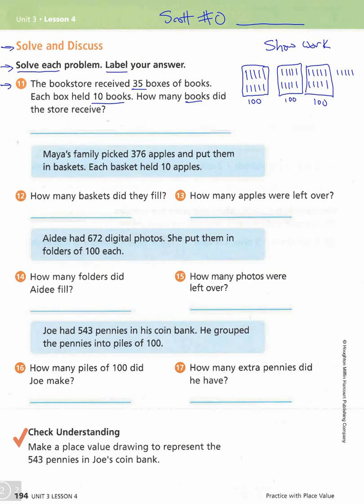And then this over here, 1, 2, 3, 4, 5. 5 tens is really 50, right? 5 tens: 10, 20, 30, 40, 50. So now, how many did they get? We can use this drawing to easily see they received 350 books.